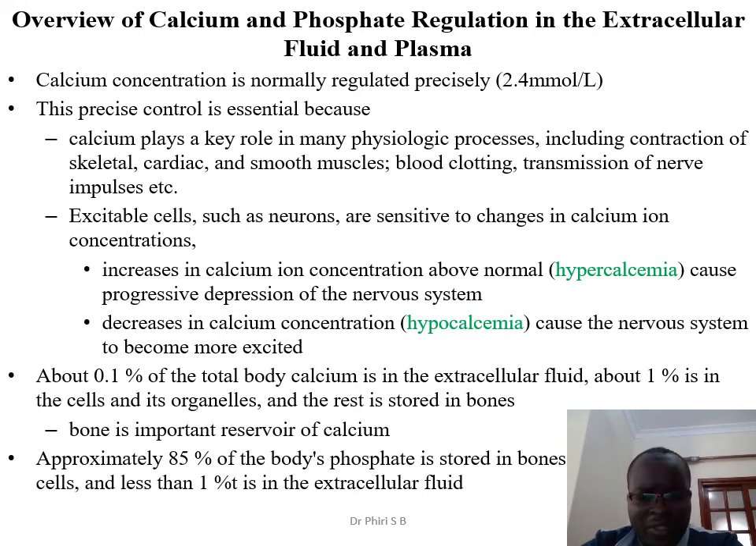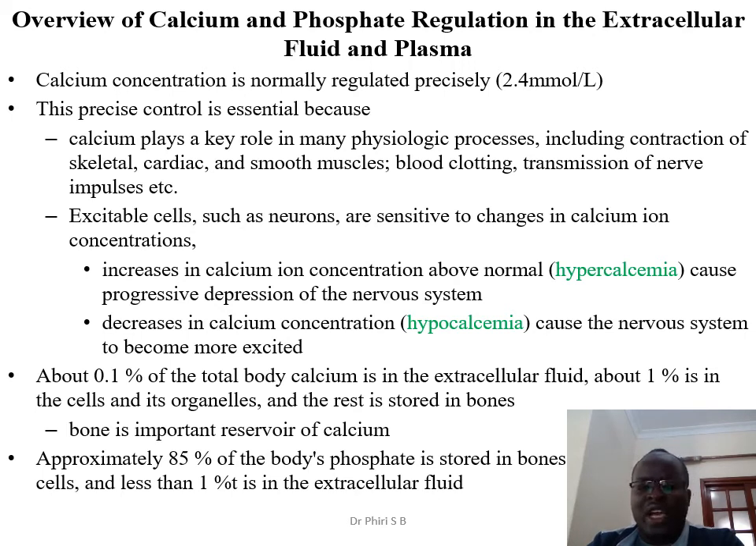Approximately 85% of the body's phosphate is stored in the bones. So most of the phosphate is stored in the bone. 14 to 15% is in the cells, and less than 1% is in the extracellular fluid. So 85% is found in the bone, 14 to 15% is in the cells, and less than 1% is actually located in the extracellular fluid compartment.